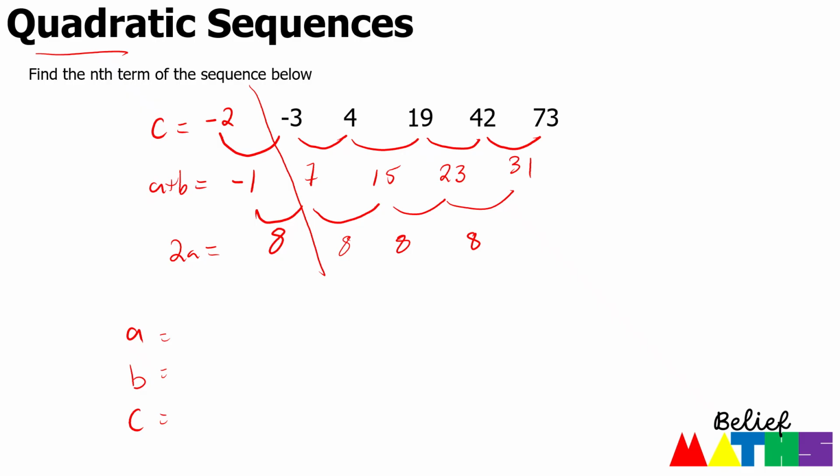So if 2a is 8, that means a is 4. And then 4 plus something gives me -1. Well, how do I get from 4 to -1? That's -5, or take away 5. And then c is just that -2 value. And remember, quadratics are in the form an squared plus bn plus c. So our final answer is 4n squared minus 5n minus 2. And that's our fully written nth term for our quadratic sequence.